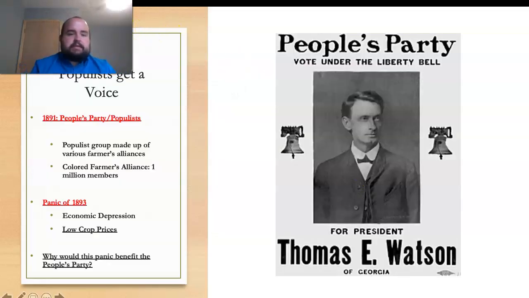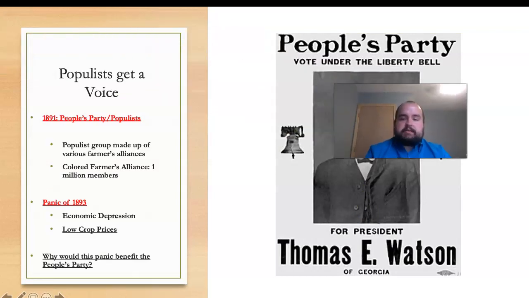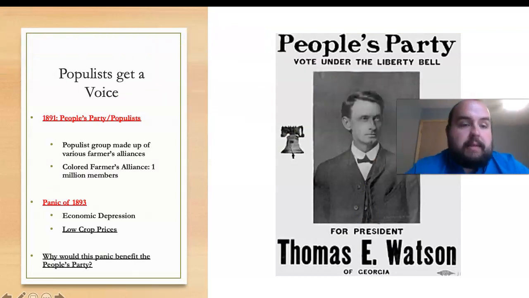In the meantime, let's get a little bit more into the actual politics of the People's Party, or the Populists. In 1891, the Populists in the country actually formed a political party called the People's Party, also known as the Populists. The Populists were a group made up of various farmer alliances, including the Colored Farmers Alliance, which boasted 1 million members. I'm going to elaborate on this more as we go, but this is one of the big reasons why these groups started to become a little bit more successful.